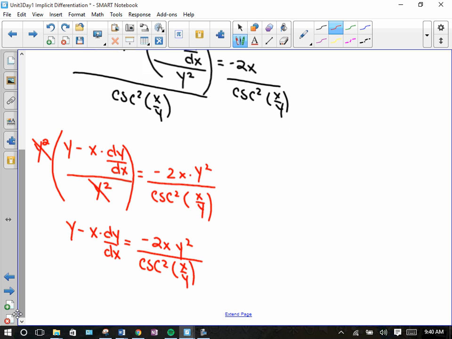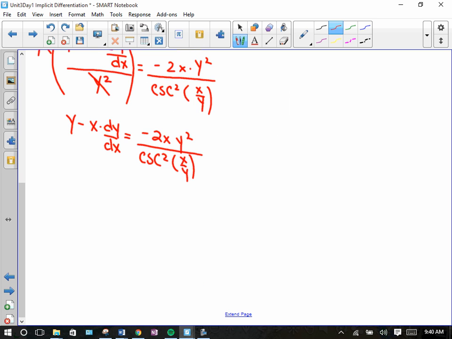Alright. Now, check y, negative x times dy/dx equals negative 2xy squared divided by cosecant squared x divided by y minus y. Alright? Can we do something real quick to make our lives a little bit easier here?